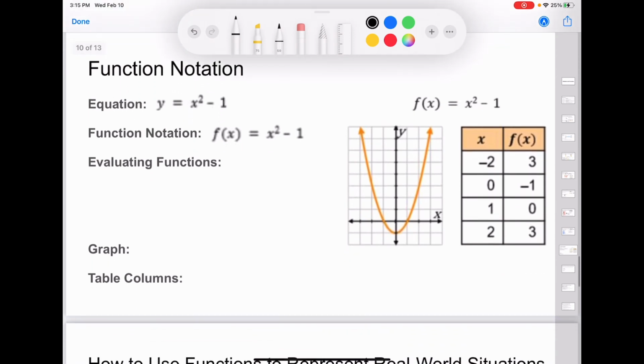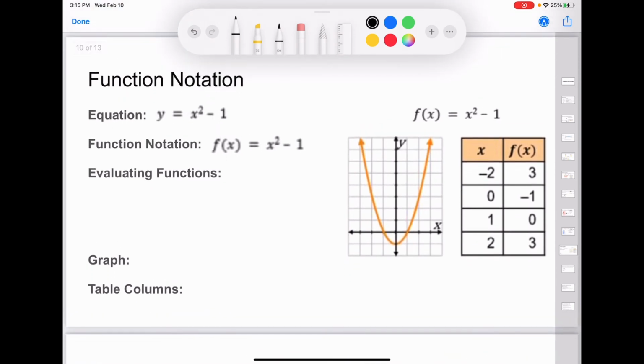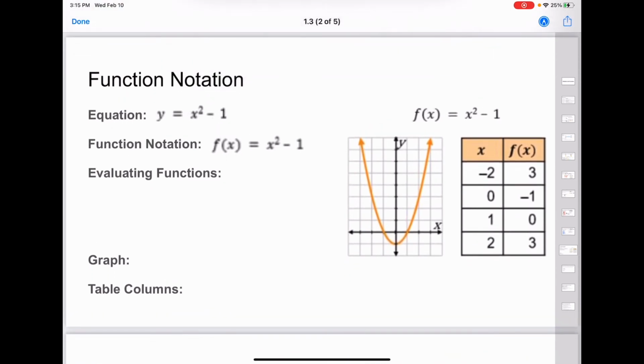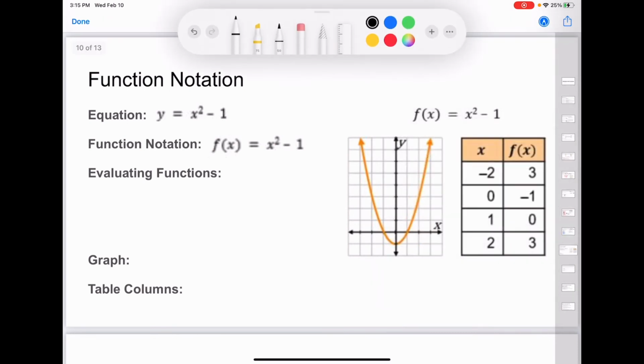Okay, let's go ahead and move on. So now we're going to look at function notation. Function notation is fairly simple. What function notation does is it takes an original equation and creates it into a function. So what it basically does is it takes our original y and changes it to f of x, so whatever x is.